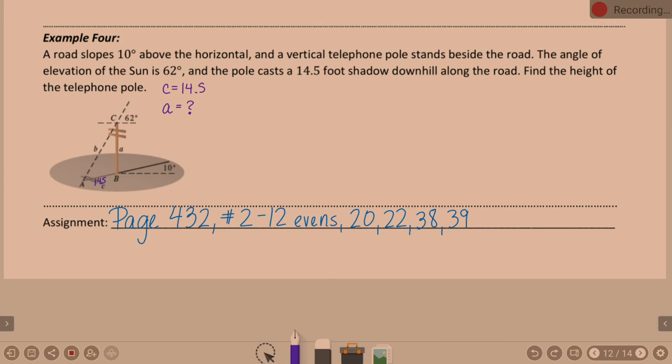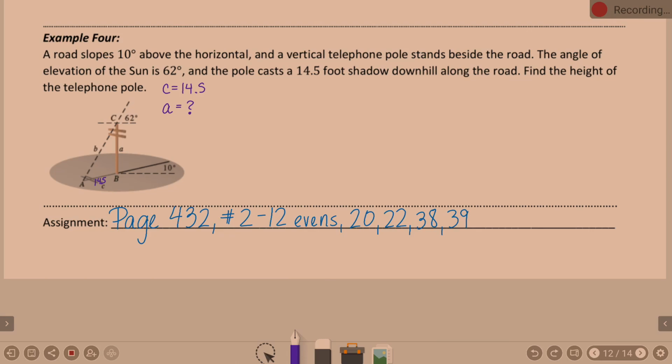Does angle A equal 62? Not quite. If you do the math, the angle we would call angle C would be equal to 28, and then you have 90 with angle B, and so angle A would equal 62. But angle B is not 90. It's a telephone pole into the ground.